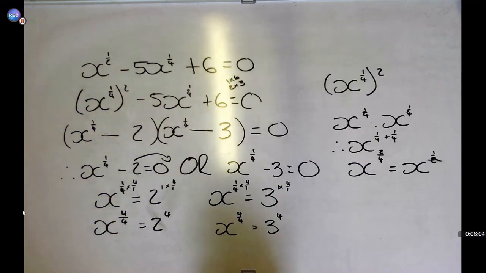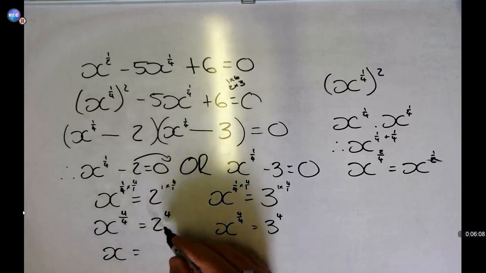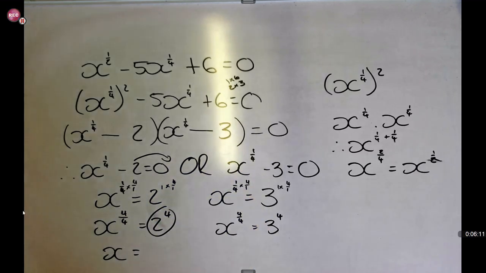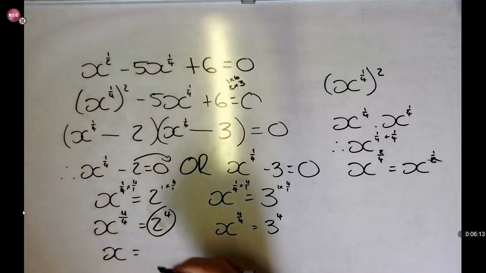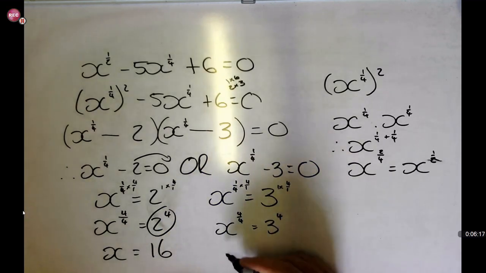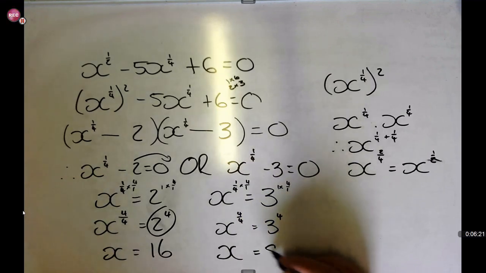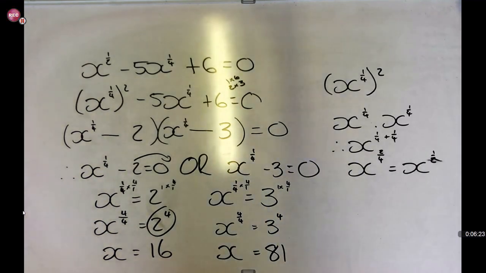Okay. Now, 4 divided by 4 is 1. And then 2 times 2 times 2 times 2 gives me 16. And then 4 divided by 4 is 1. And then 3 times 3 times 3 times 3 gives me 81. And there you've solved your equation through factorization.